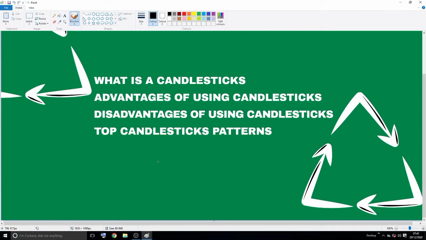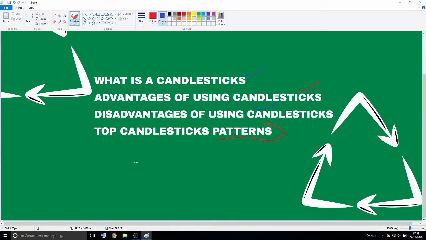Today's topic is about candlesticks. We are talking entirely about candlesticks, so please understand this, as it is so important, especially if you are going to be using candlesticks, which are more popular. In this video I'll be explaining what a candlestick is, the advantages of using candlesticks, the disadvantages, and I will explain a few top candlestick patterns that you can look for before you enter a trade.